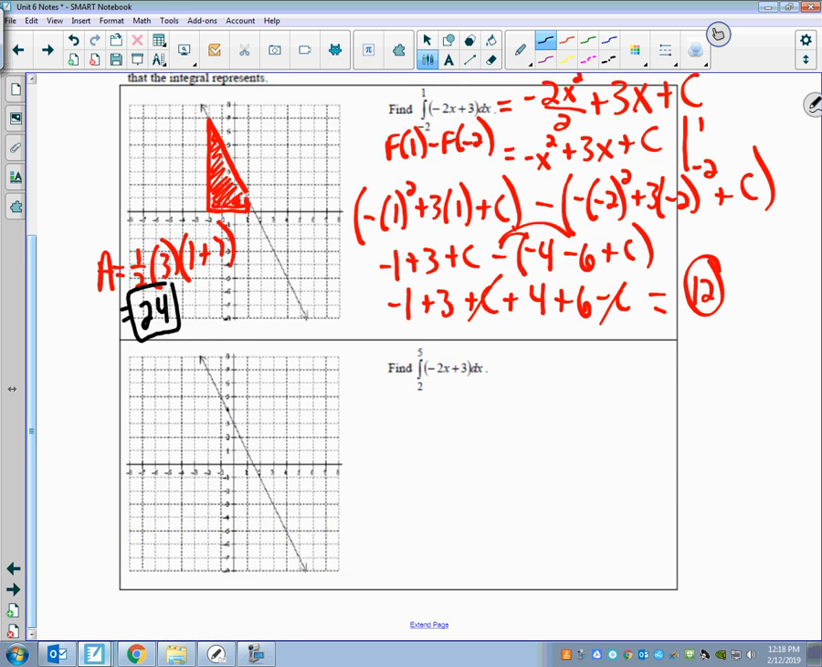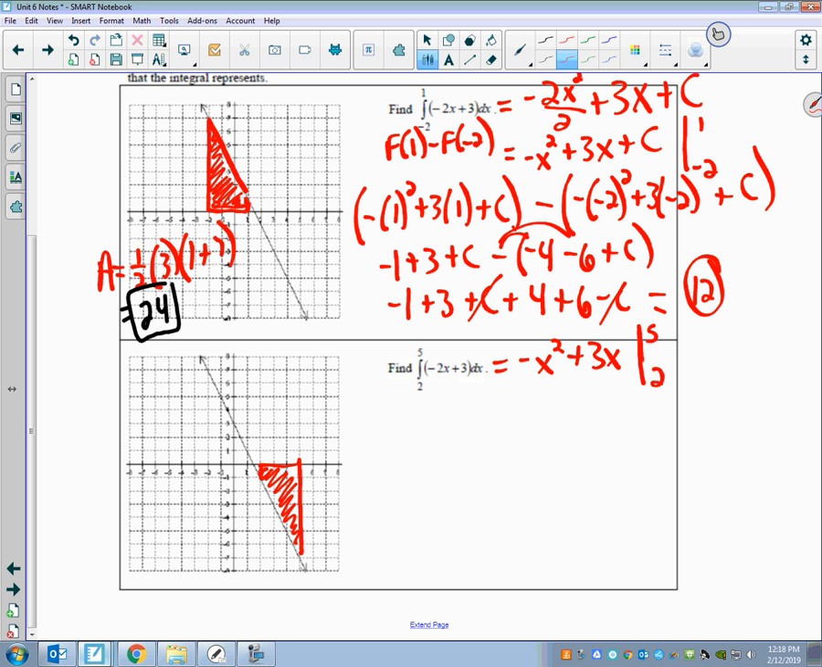So look at this one. Same thing, but now we're going to do from 2 to 5. So from 2, which is right here, to 5, which is right here. And this is going to be this area, right? It's the same antiderivative, right? It's still negative x squared plus 3x. I'm going to drop the c now because that's how we normally write it. And I'm going to do that from 2 to 5.